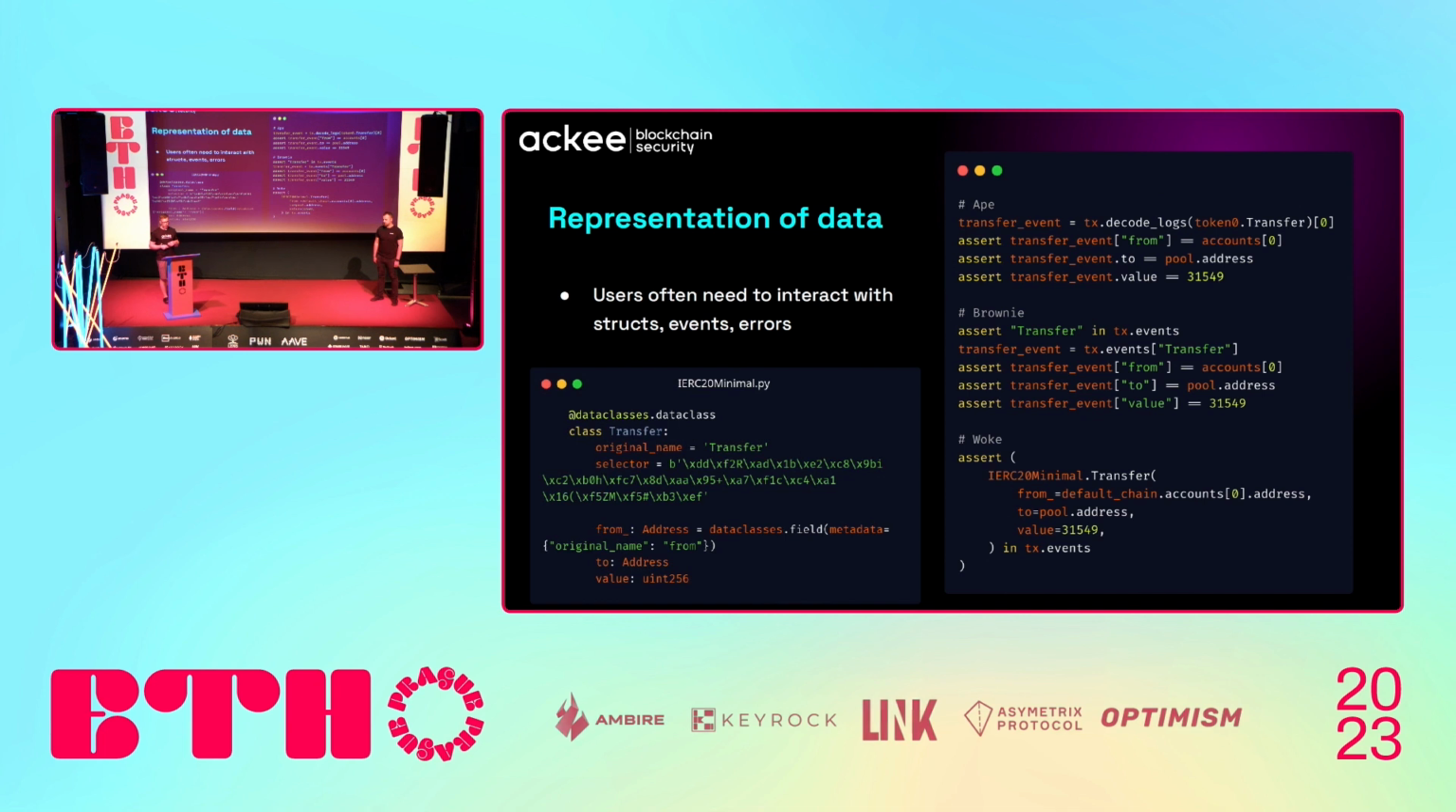So for example, when you have two contracts with the same name in the same project, then Brownie won't compile the project because you have two contracts with the same name. So Brownie often doesn't care about the edge cases.